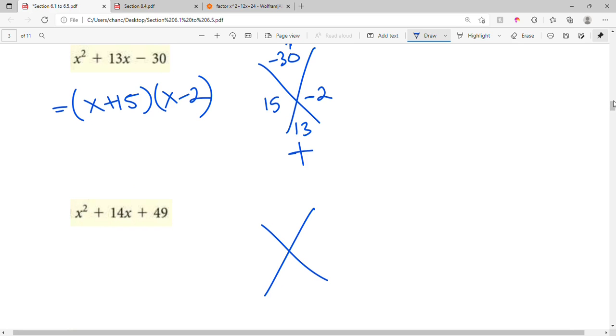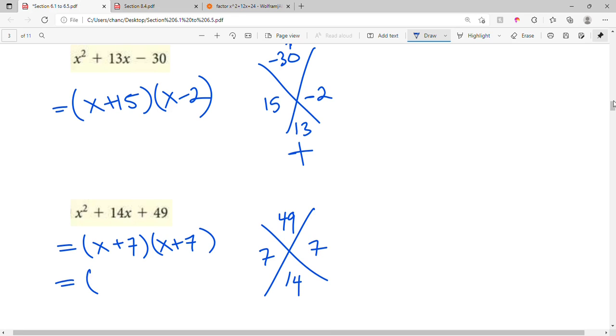For the next example, we have 49 going on top of our x and 14 on the bottom. What two numbers multiply to get 49 and add up to 14? That's 7 and 7. This factors as x plus 7 times x plus 7. And we could write this with an exponent. This can be rewritten as x plus 7 squared.